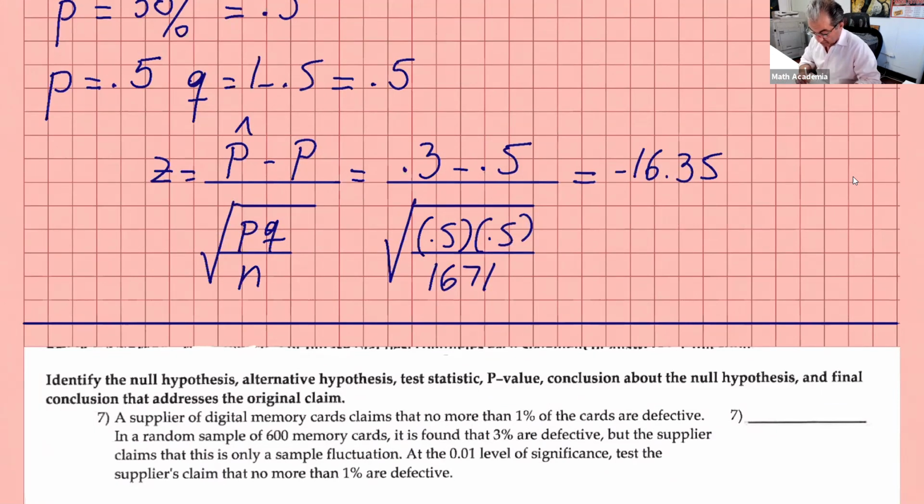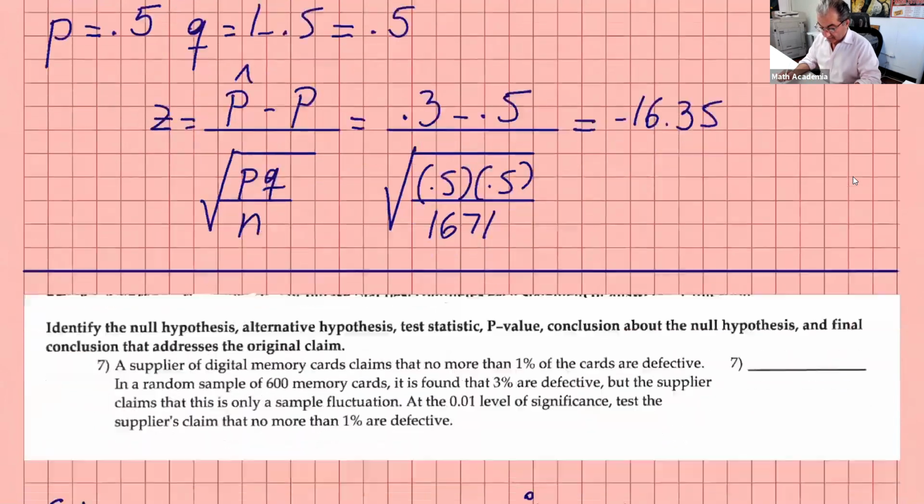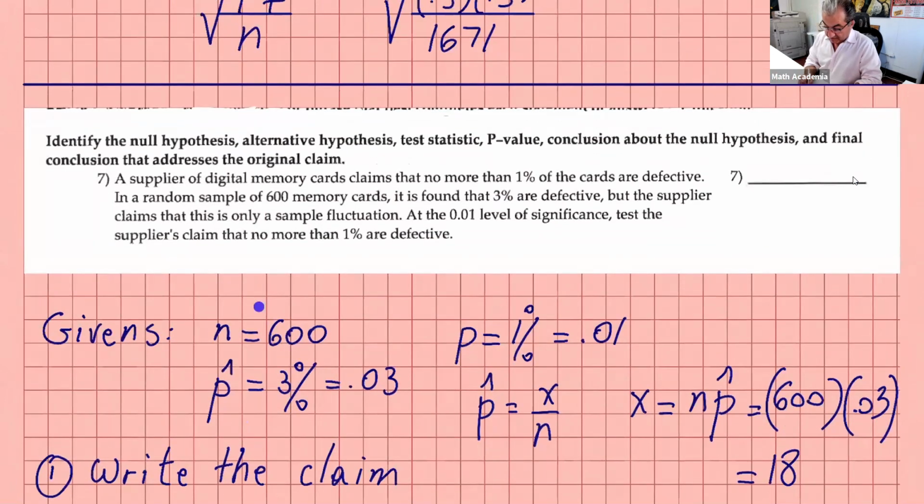A supplier of digital memory cards claims that no more than 1% of the cards are defective. In a random sample of 600 memory cards, it is found that 3% are defective, but the supplier claims that this is only a sample fluctuation. At the 0.01 level of significance, and this is alpha, test the supplier's claim that no more than 1% are defective. So here the givens are n, the sample size, is 600.